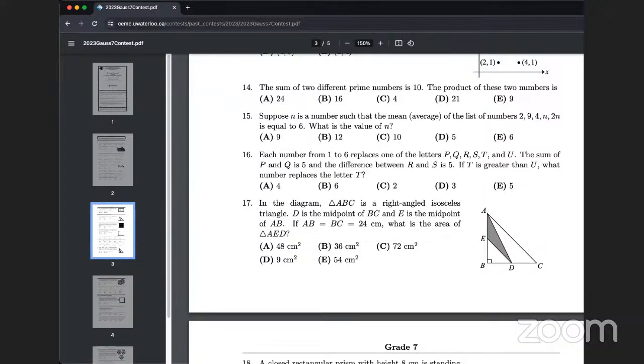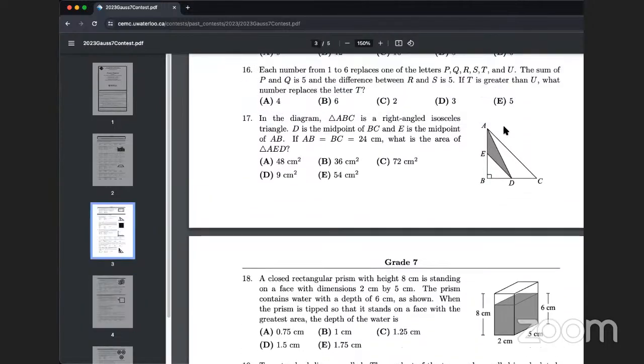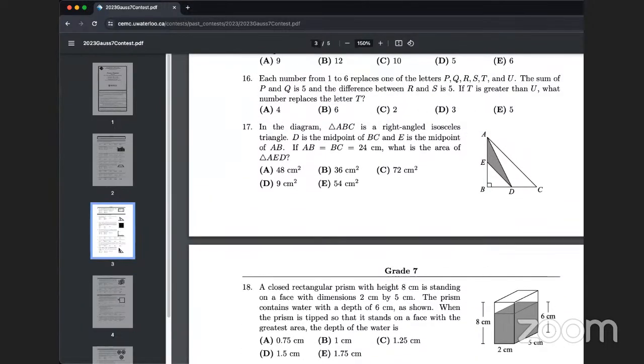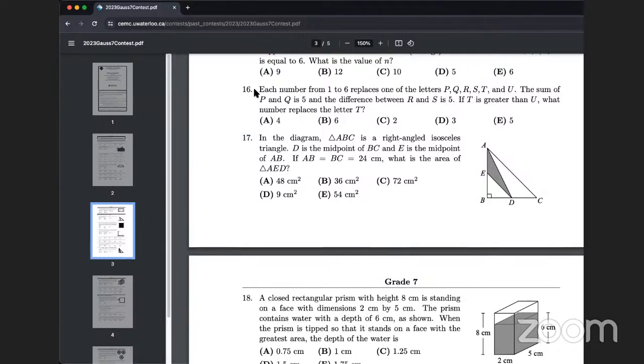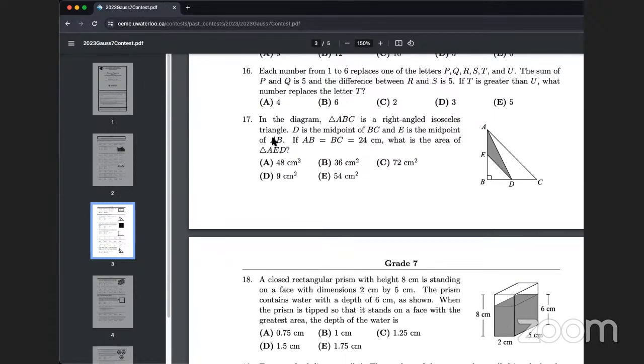In the diagram, ABC is a right-angled isosceles triangle. If D is the midpoint of B to C and E is the midpoint of A and B, what is the area of AED? Okay. In the diagram, ABC is a right angle isosceles. If D is the midpoint, D is in the middle of here. That's D. That's E. Then A is this triangle.